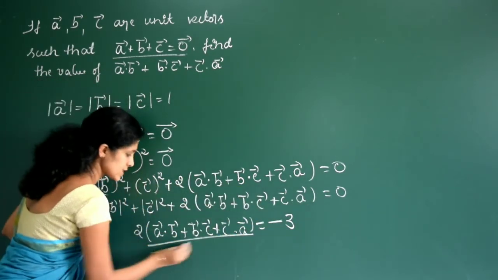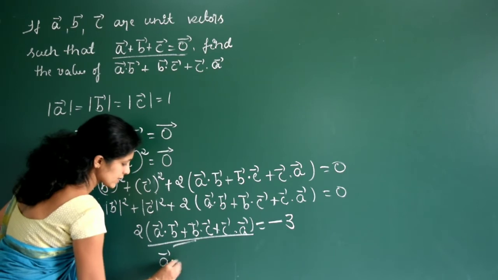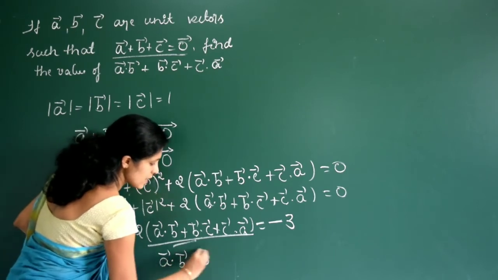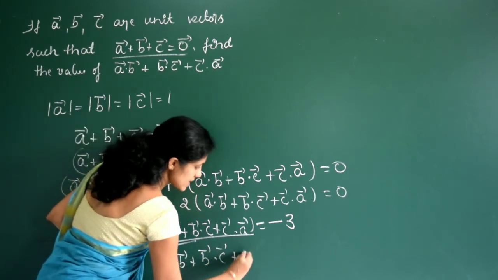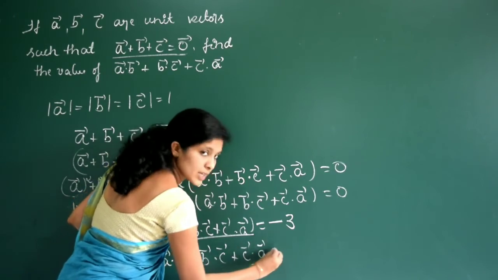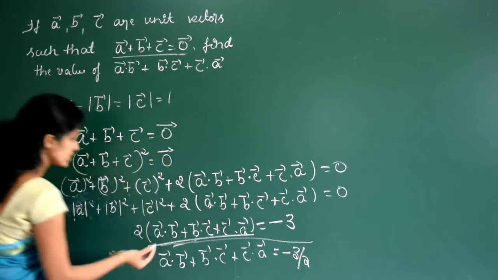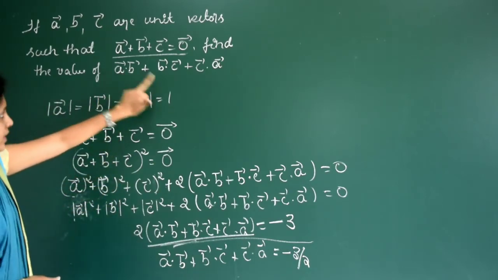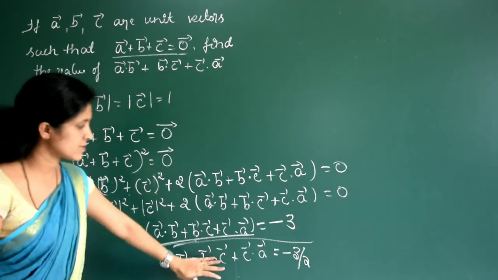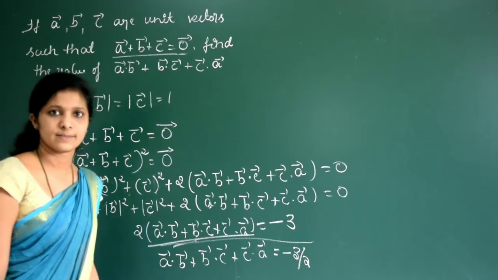So value of this is equal to, a vector dot b vector plus b vector dot c vector plus c vector dot a vector is equal to minus 3 by 2. You got the value of this one, right? a vector dot b vector plus b vector dot c vector plus c vector dot a vector. So this should be the final answer.